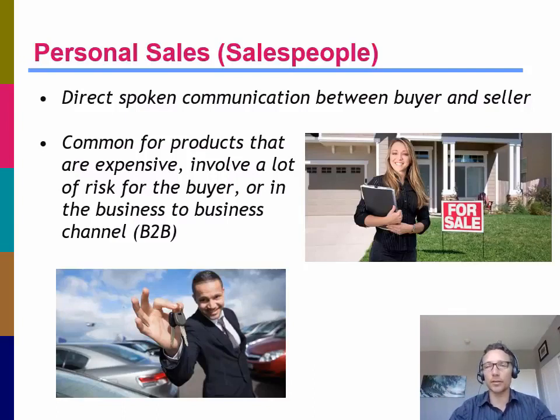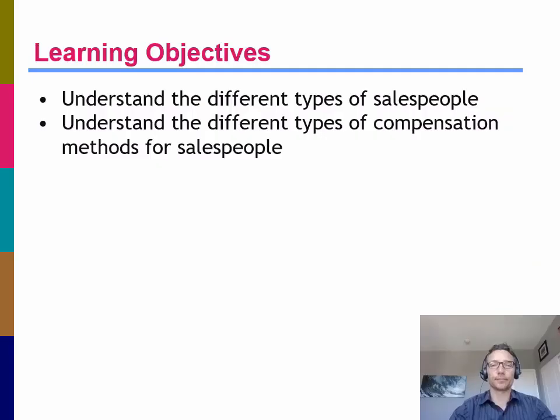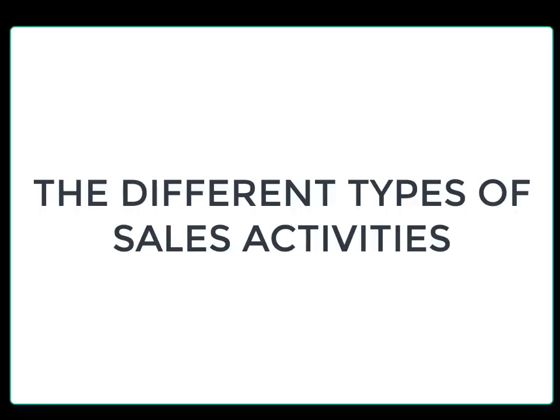So let's look at some of the learning objectives and then dive into common types of salespeople and how they're compensated. These are your learning objectives. There's just two this week for this lecture. So understand the different types of salespeople. Some have different skill sets and requirements and responsibilities than others. And there's different ways that we can compensate salespeople, and that motivates different types of behavior.